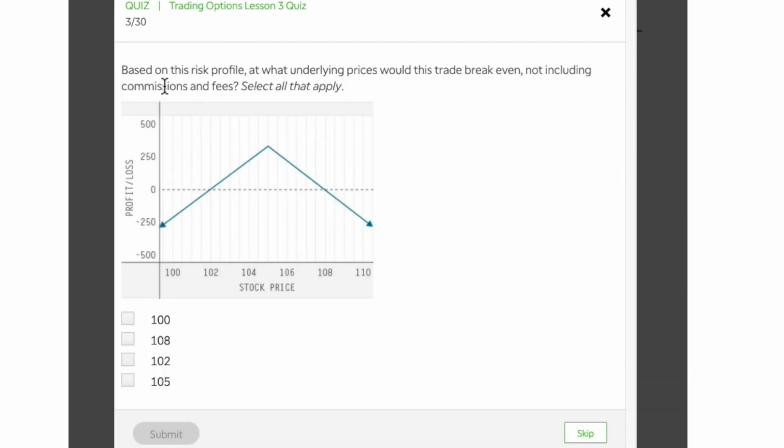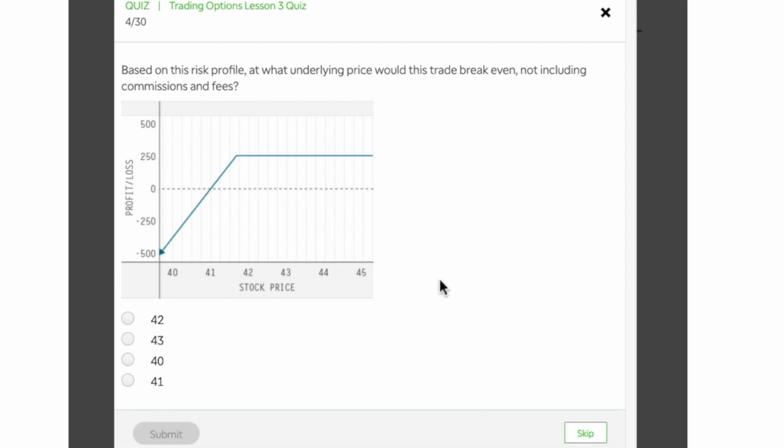Moving on. Based on this risk profile, at what underlying prices would this trade break even, not including commissions and fees? Same thing. Where is it? Go to 0, 102, 108. Based on this risk profile, at what underlying price would this trade break even, not including commissions and fees? Very simple, 41.